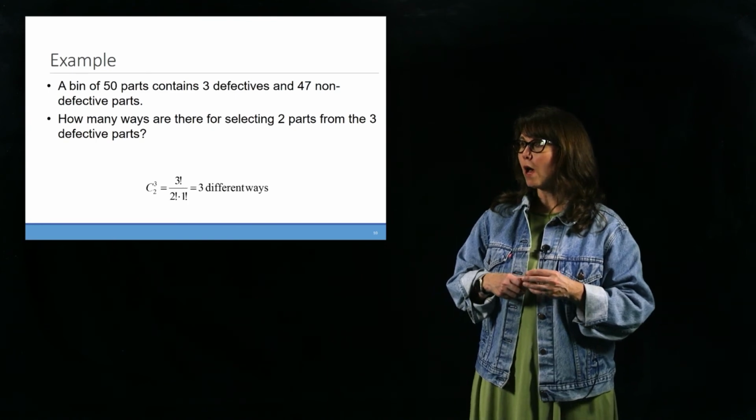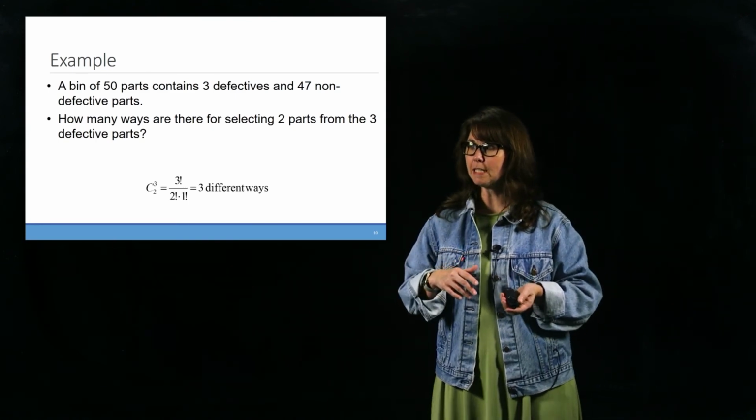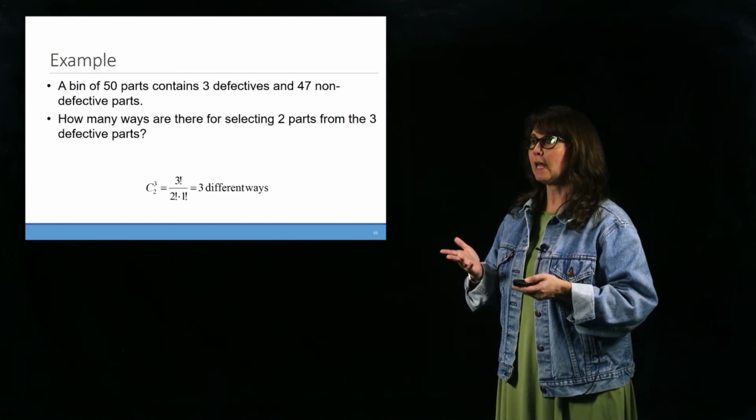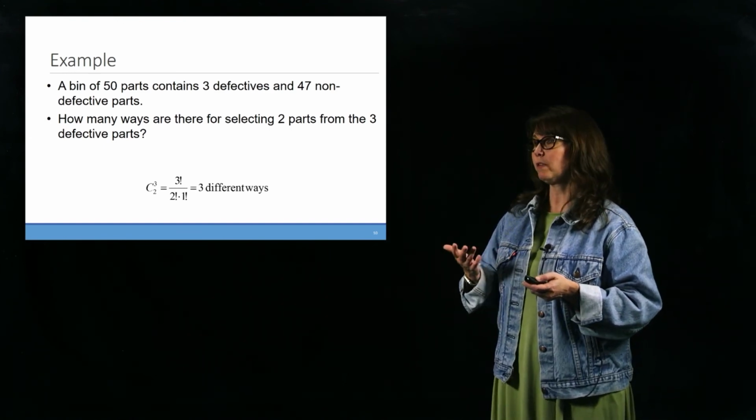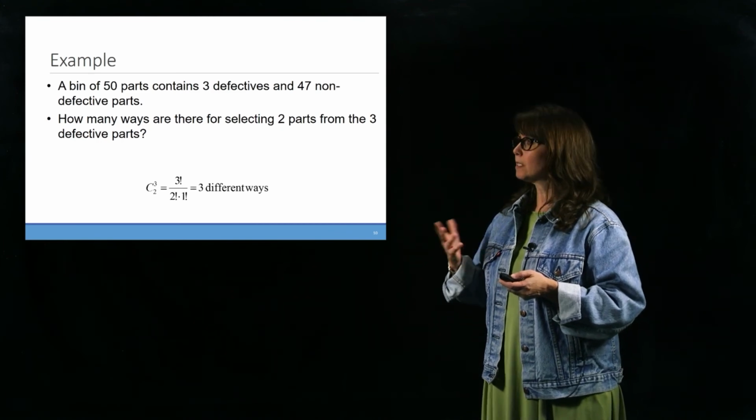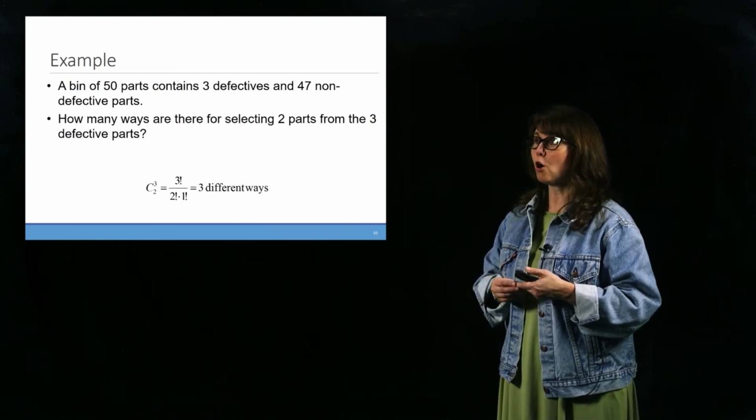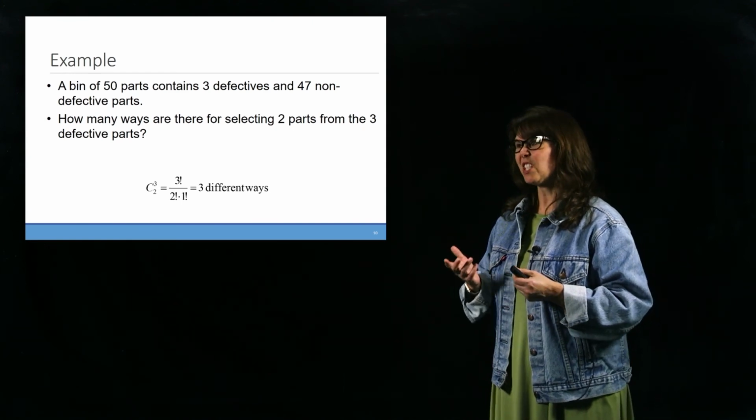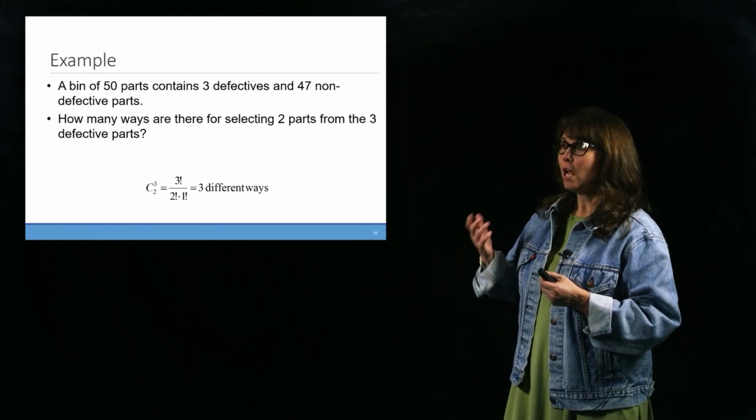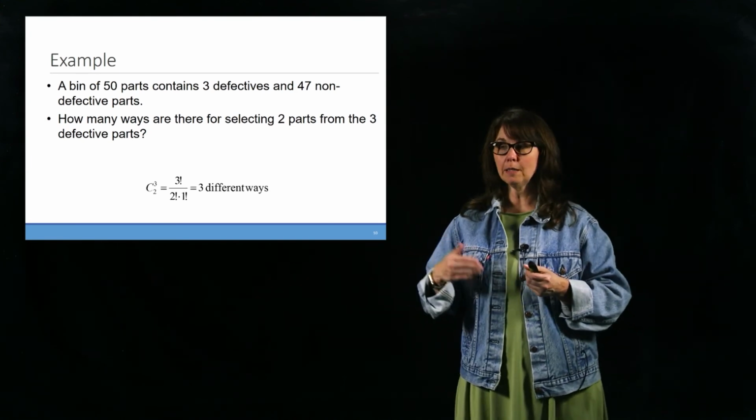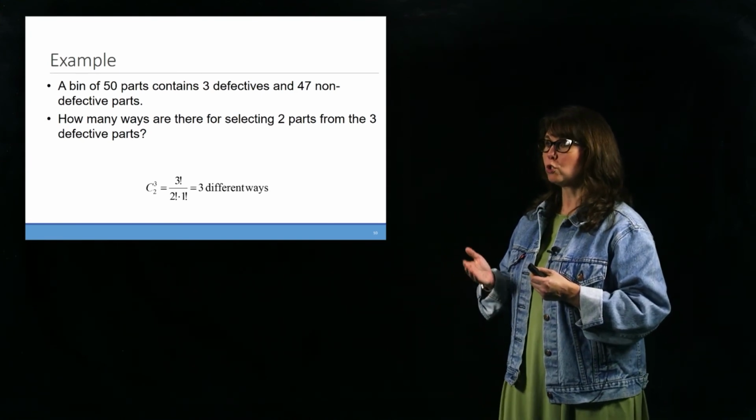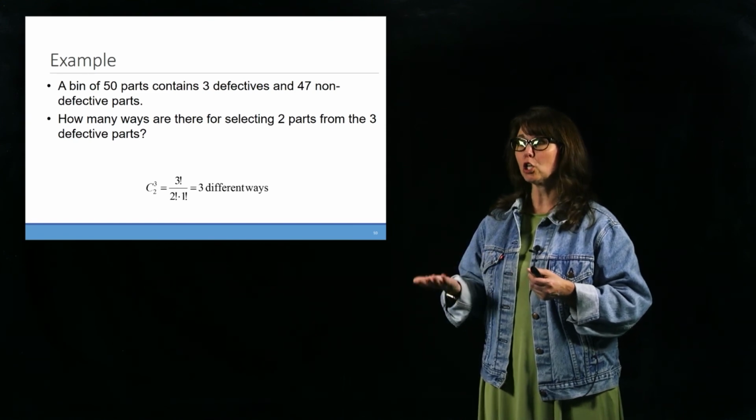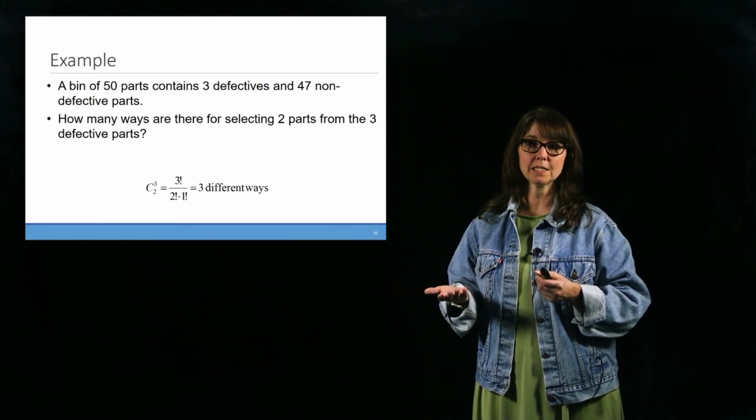All right, so looking at this example here, we have a bin of 50 parts and it contains 3 defectives and 47 non-defectives. So just as a simple example, how many ways are there for selecting 2 from the 3? Well, this is very similar to what we just saw a minute ago. So we're looking at N choose R, so 3 choose 2, so 3 factorial over 2 factorial times 1 factorial. And so there are just 3 different ways in that case.